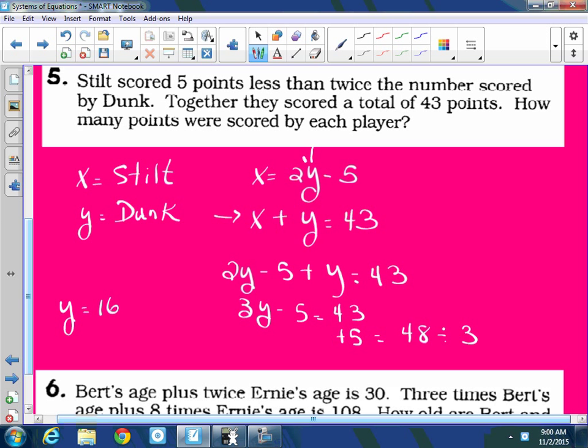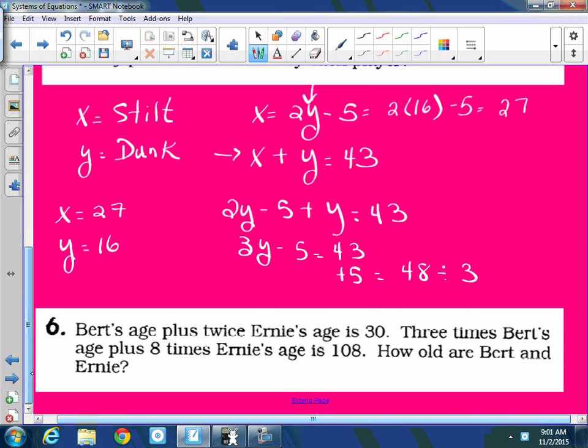Now to get x, because I want both players, I cannot stop. I have to plug that y over there. So that would be 2 times 16. I believe that's 32. 32 minus 5 is 27. Okay, which means that, what does that mean? 27 and the 16. Still made more points than John. Still has 27 and John has 16. So how many points were scored by each player? Each one of them, that's how many points they got.